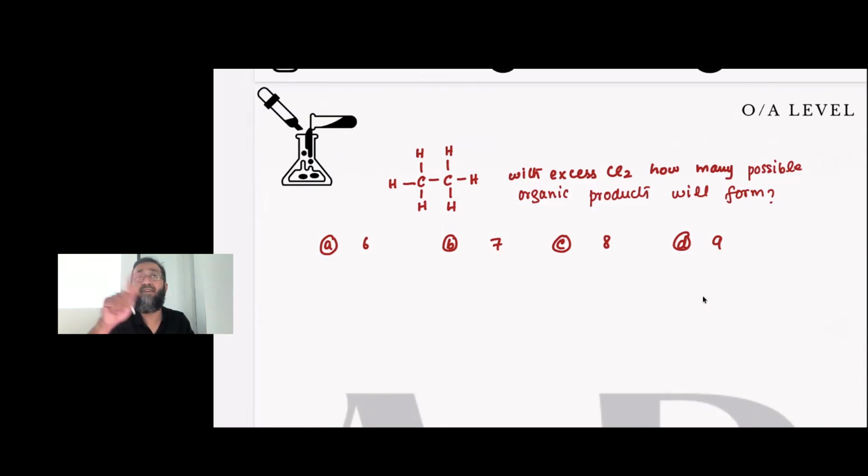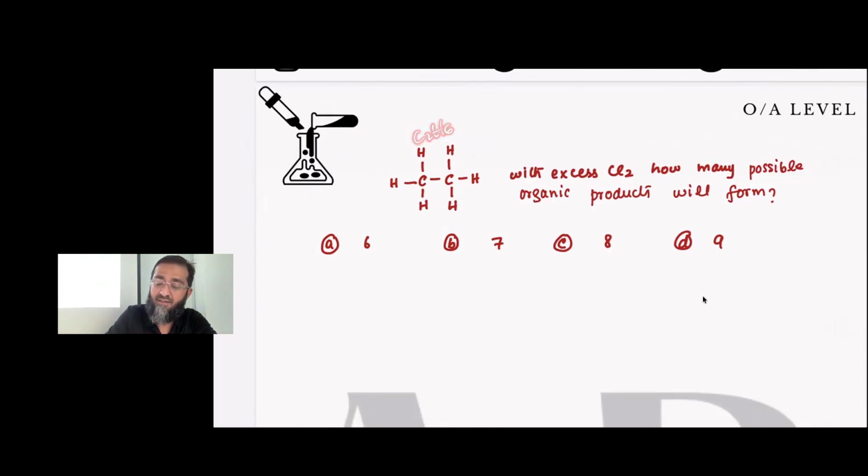So these are the intermediates. These are not the products. Okay, so products means, for example, this is C2H6. When it reacts in the first reaction, it will turn into C2H5Cl, then it would turn into C2H4Cl2. So similarly, all the hydrogens get displaced. So how many organic products would form? 6. Okay, so that is the most expected answer, and that is the wrong one.